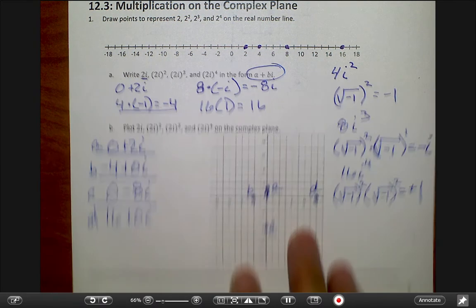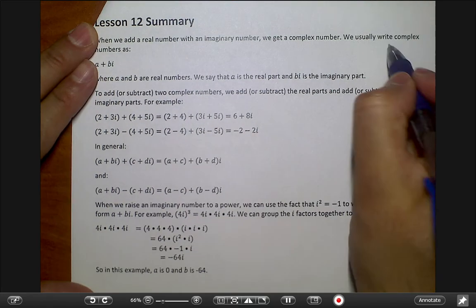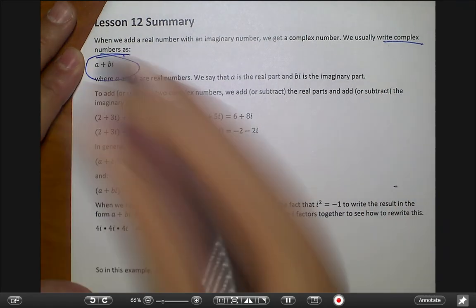Okay. All right, let's see. That leads us to our summary. This is actually referred to as the complex number.